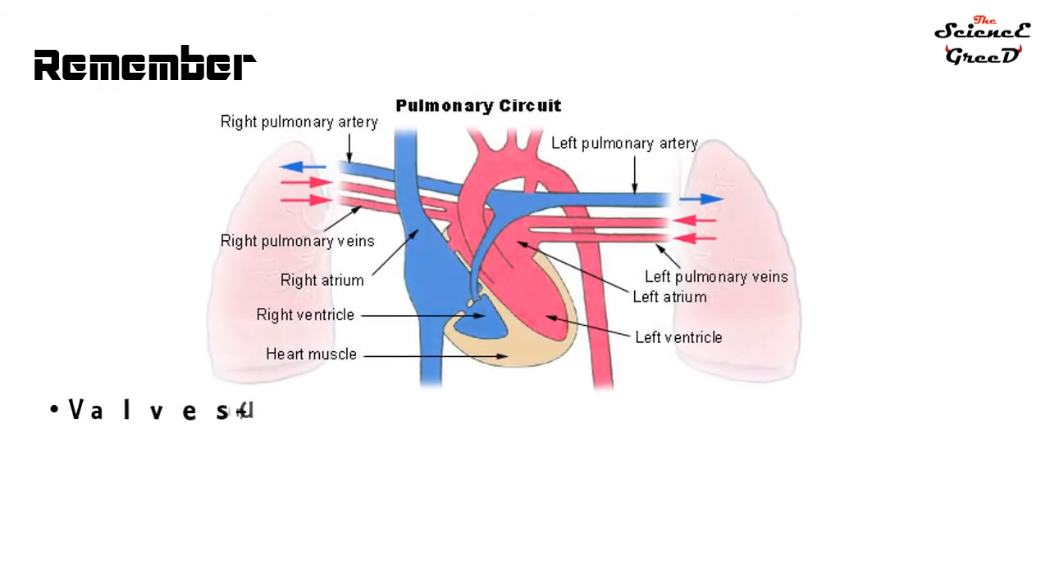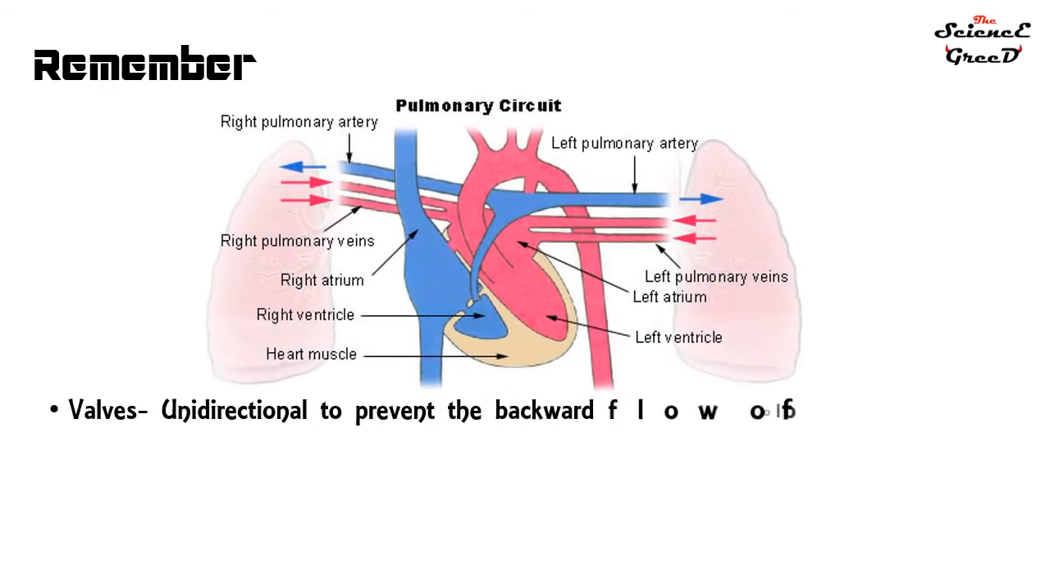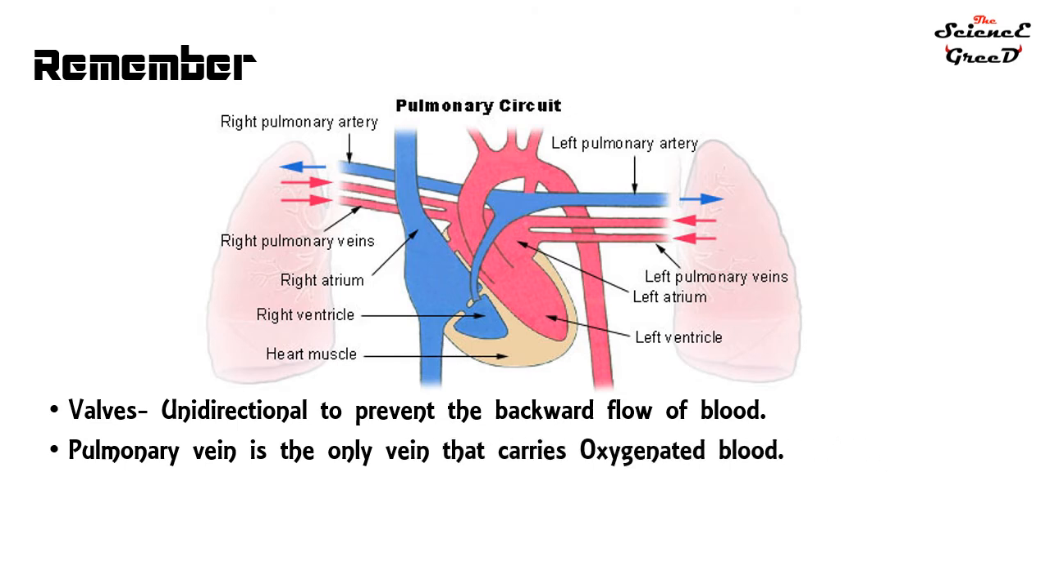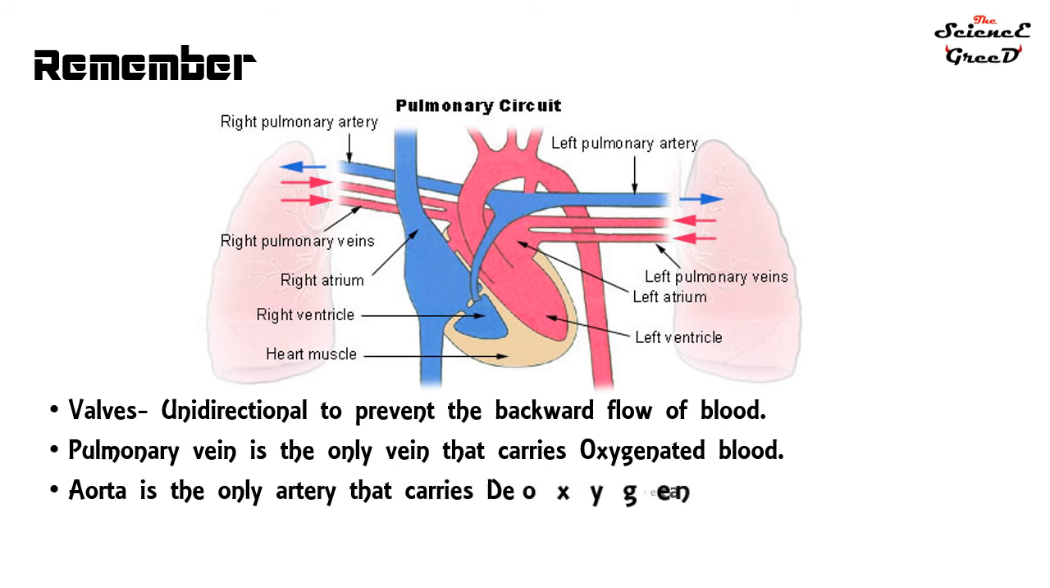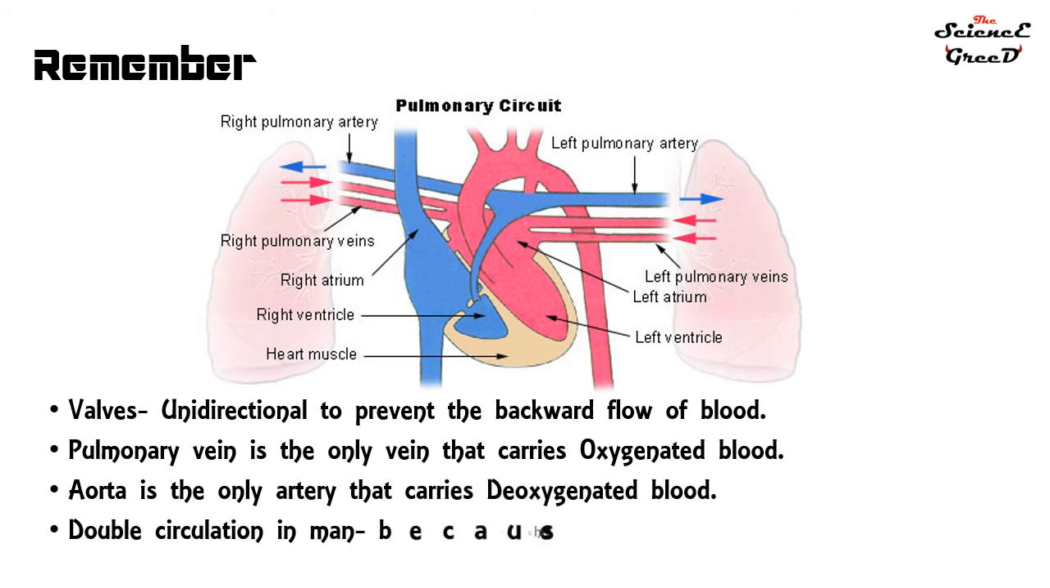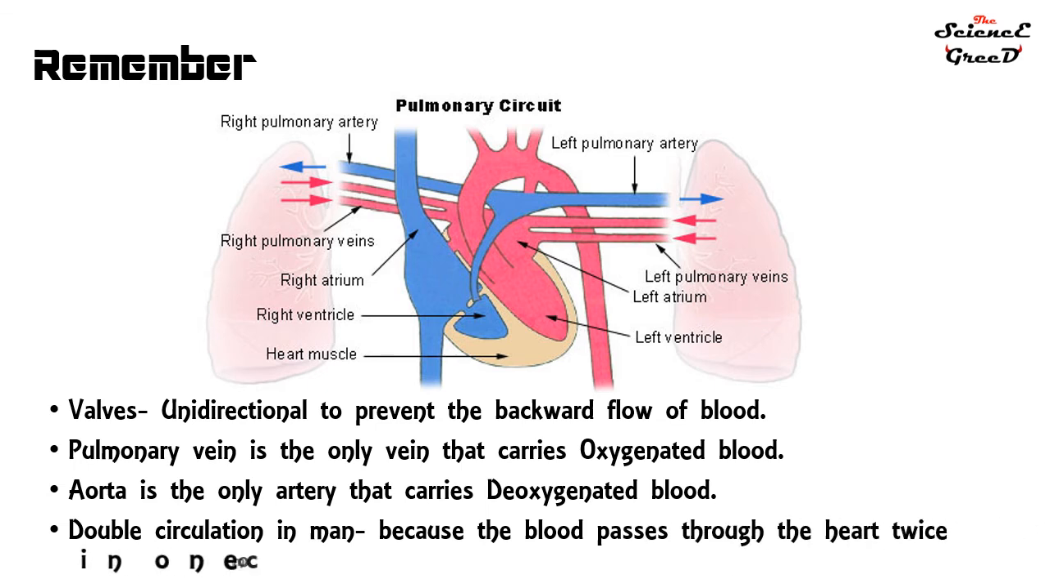Remember these things. Valves are unidirectional to prevent the backward flow of blood. The pulmonary vein is the only vein that carries oxygenated blood. The aorta is the only artery that carries deoxygenated blood. Double circulation in man, because the blood passes through the heart twice in one complete cycle of circulation.